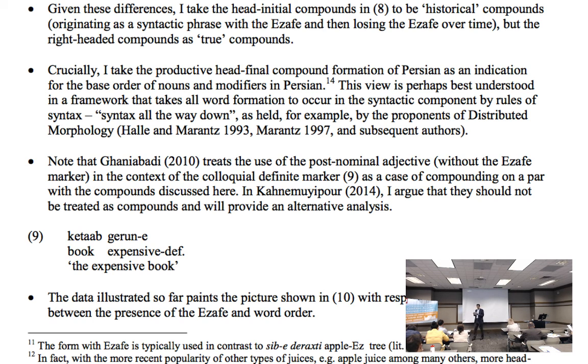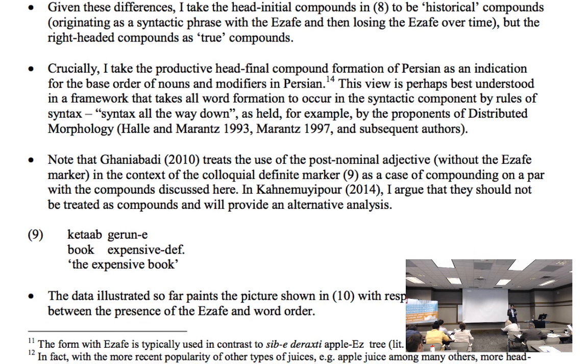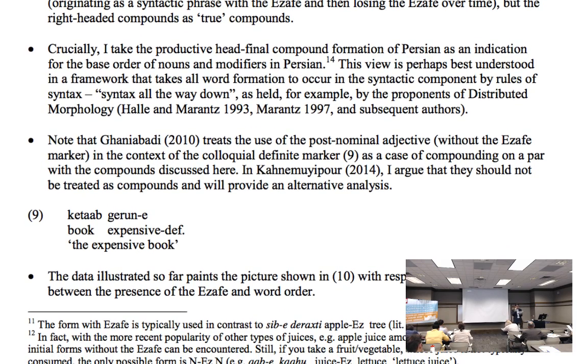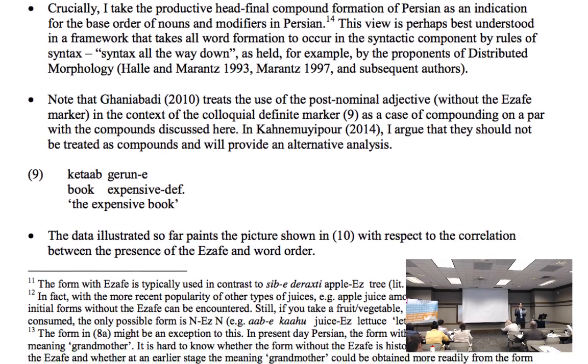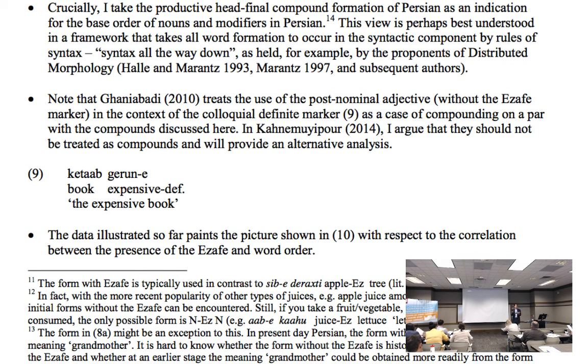So, as I said, I take the ones in 7 to be the true compounds, and the productive head final compound, to me, is an indication of the actual base position of nouns in Persian. I think this view is better understood in a framework that takes all word formation to also be syntax, so syntax all the way down, along the lines of distributed morphology. So basically, I think this should be an indication that Persian noun phrases are head final in their base position.